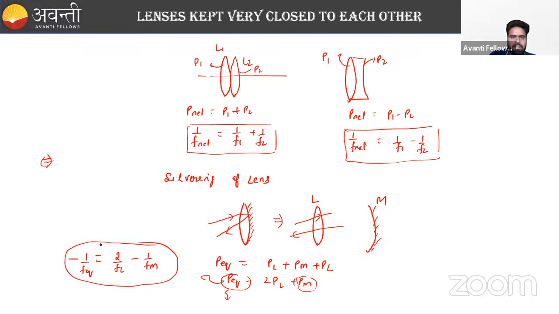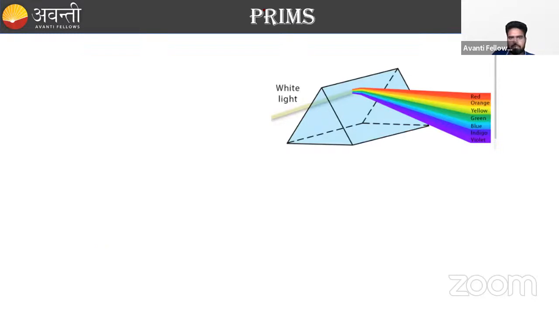Let's move to the next segment, that is the prism. If we are talking about the prism, what is happening in the case of the prism? This is very clear. The prism is a bounded surface, and we can say this is a triangular surface, and this is a rectangular surface. So there is a rectangular surface and a triangular surface present.